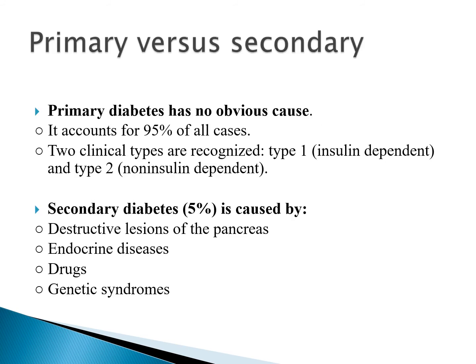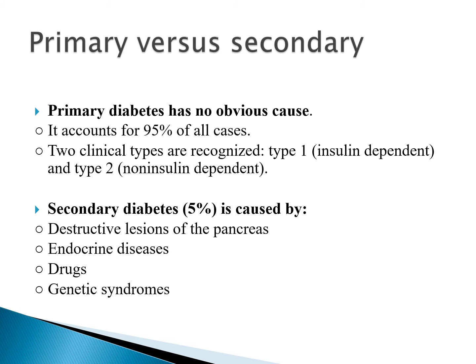How can we classify diabetes? Diabetes is classified as primary and secondary. Actually, the secondary diabetes cases account only for 5% of cases, when there is a secondary cause or an obvious cause for diabetes or for hyperglycemia, like patients with the destructive lesions of the pancreas, like tumors, for example, or chronic pancreatitis.